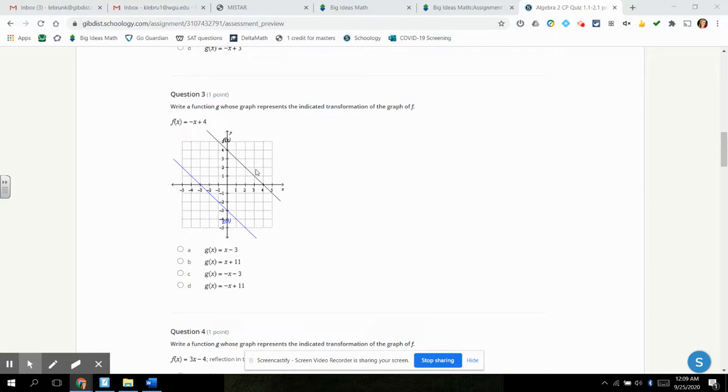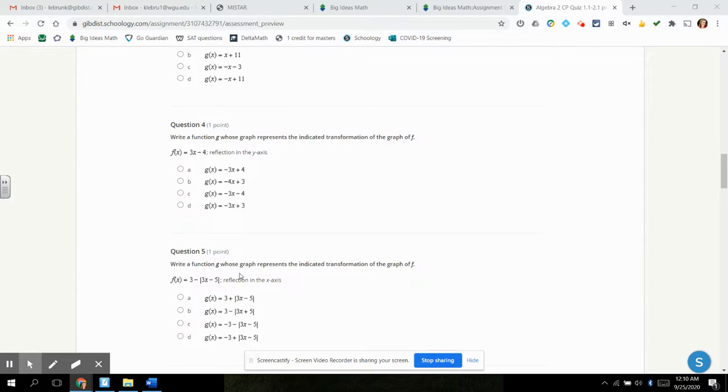And then if you look at this, because it's only a line, this had a y-intercept at 4, which is why it's going through the 4 up here. This one has a y-intercept down here at -3. So that would be C, -3.